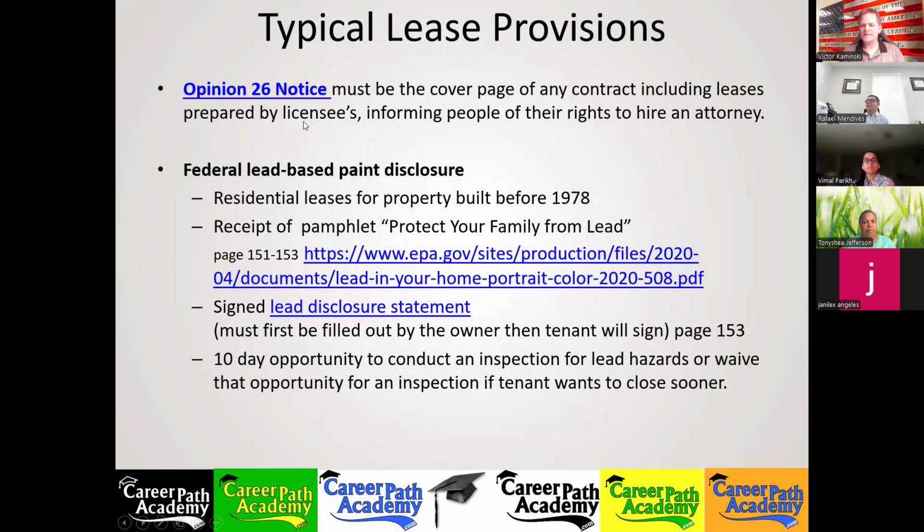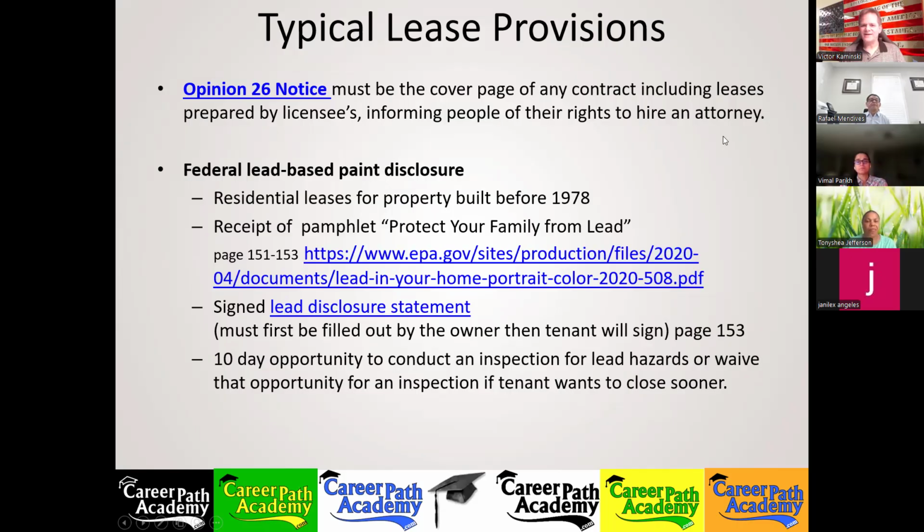The Opinion 26 notice needs to be the cover page of any lease that's prepared by real estate licensees, and would only be preparing those for residential 1 to 4 families or single residential lots. But the commercial property leases, they need to be prepared by attorneys.